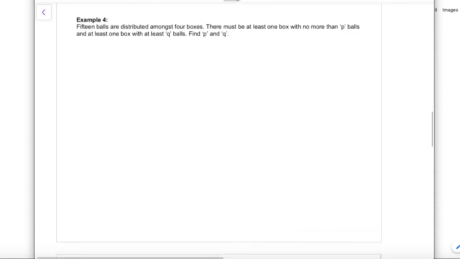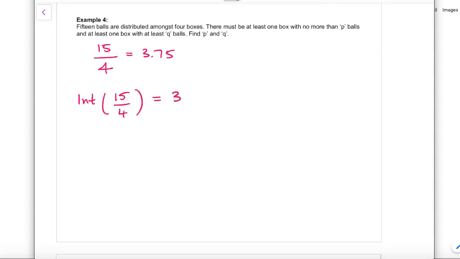Let's consider our final example. 15 balls are distributed amongst 4 boxes. There must be at least one box with no more than P balls and at least one box with at least Q balls. Find P and Q. So if we think about the fact that we've got 15 items and 4 boxes, and we look at 15 divided by 4, we get 3.75. If we compare the integer value of 15 over 4, or m over n, we end up with 3.